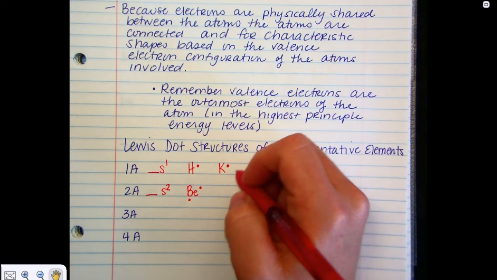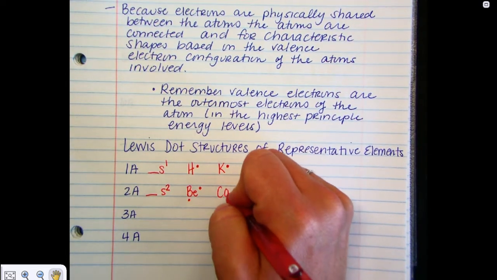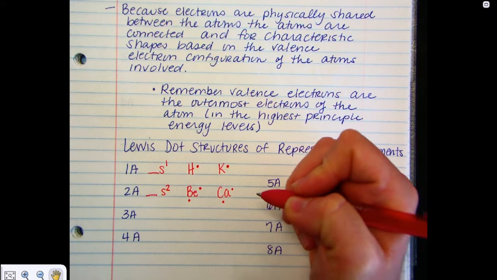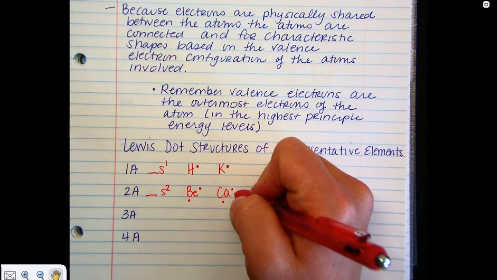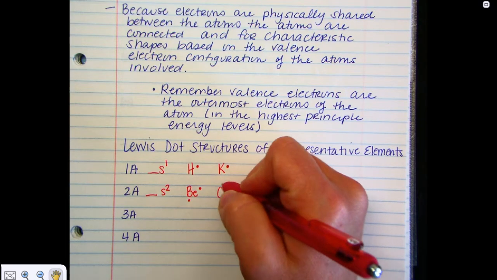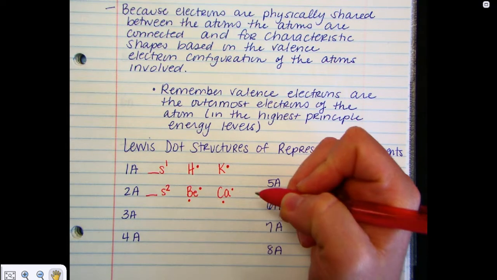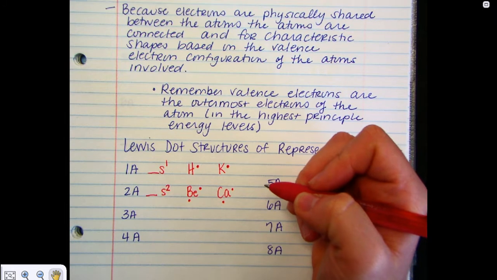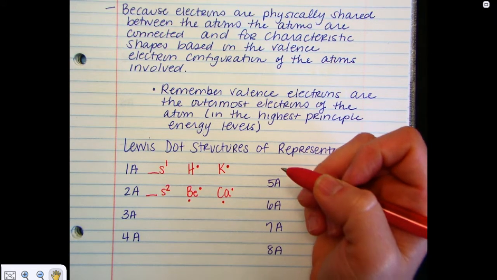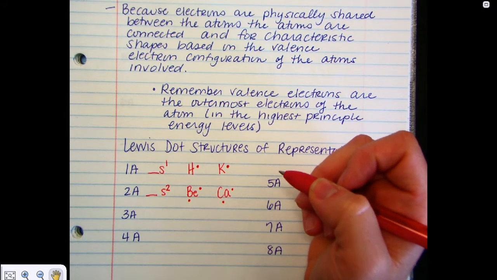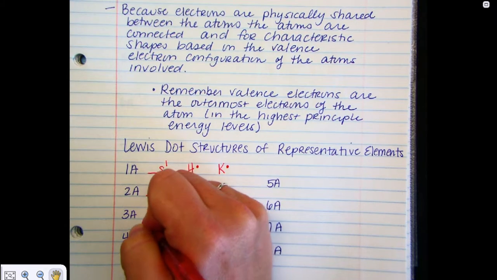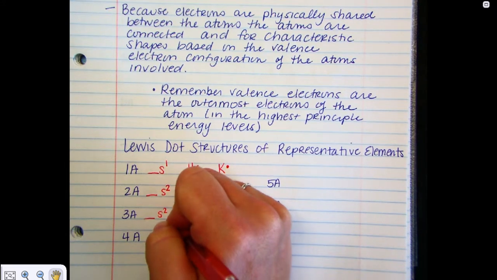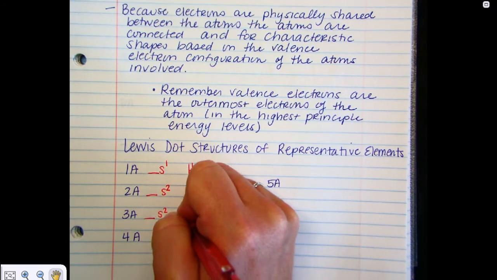So beryllium, another example would be calcium, so two single dots. It doesn't matter which side you put the dots on. I like to just pick one side. Sometimes I start on the side and go all the way around. Sometimes I start on the top and go all the way around. The point is you're going to go all the way around before you double up, with one exception, which I'll show you in a minute. All right, the 3A column, so boron, aluminum, gallium, they all have something s2 and something p1.